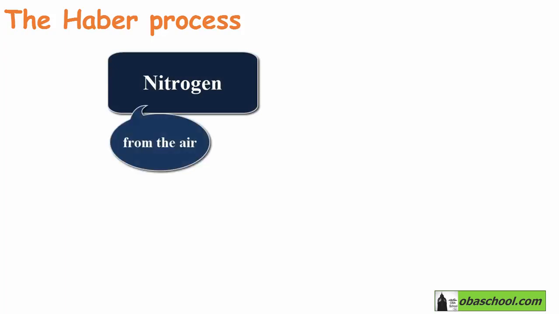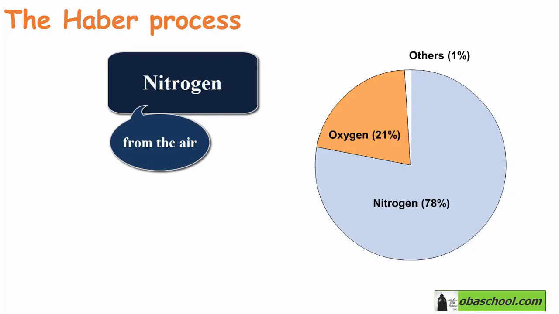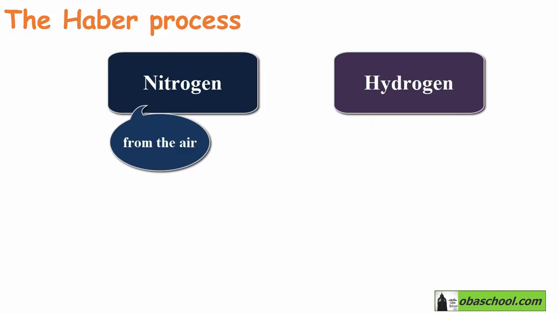The raw materials for the production of ammonia are nitrogen. Nitrogen comes from the air. Remember that nitrogen gas constitutes about 80% of the composition of the air. And we have hydrogen. Hydrogen comes mainly from natural gas.